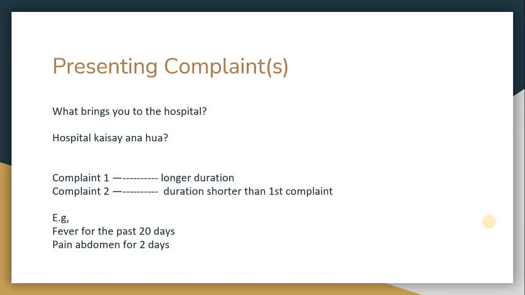Next, ask the presenting complaints. What brings you to the hospital? The complaint one, if you are writing it, should be written above, that is, the one having the longer duration. And the complaint below has a duration shorter than the first complaint. For example, the child may be brought to you with a history of fever for the past 10 days and ear discharge for the past 1 day.